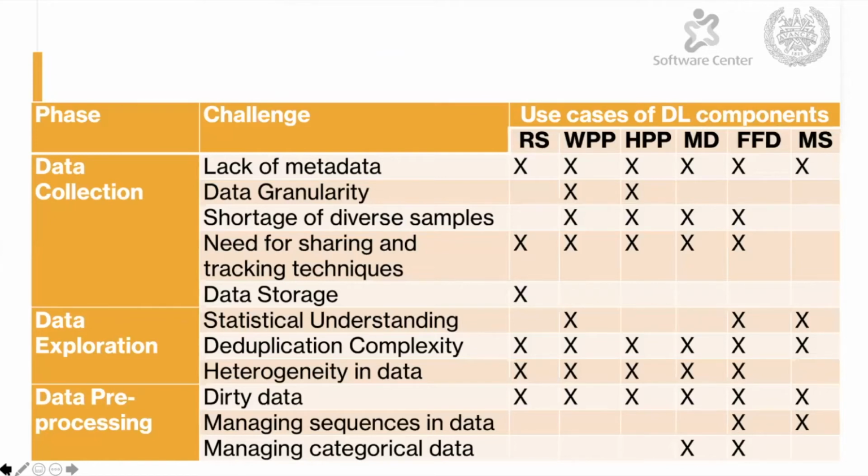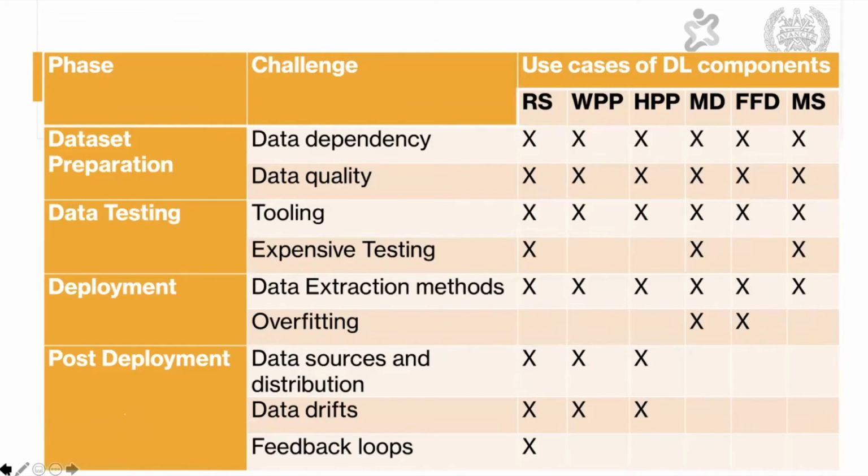So we have identified 20 data management challenges from 6 different use cases, and I have mapped these challenges with the use cases in which they appear. The use cases were a recommender system, a wind power prediction system, a house price prediction system, a medical diagnostic system, a financial fraud detection system, and a manufacturing system. I'm not going into the details of these challenges, but we have mapped these challenges according to the phase in which they appear in the data lifecycle. So yeah, these are the remaining challenges.